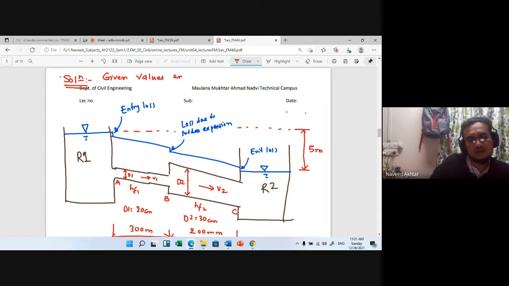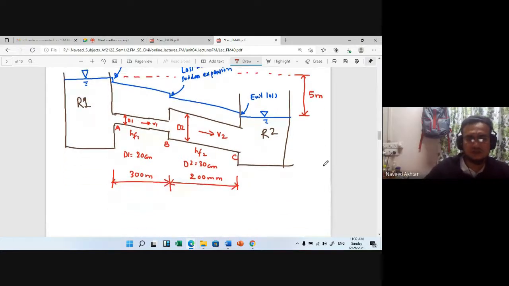And also draw the EGL. The energy gradient line is always reducing at every section. Okay, due to the loss of energy, loss of head, due to the friction, due to the entry, due to the exit, due to the sudden expansion. Okay, so that you have to do.